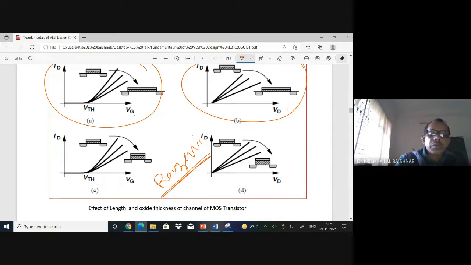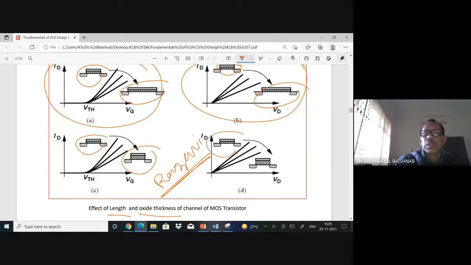I already said that we are analyzing the effect of length and oxide thickness. So the length is changing, and you see how the current is changing. This is the lower length, this is the higher length. Width is less, then higher. Again, length is less, length is higher, and the effect changes. Thickness is less, thickness is higher. This is the effect. So four effects I have shown here.